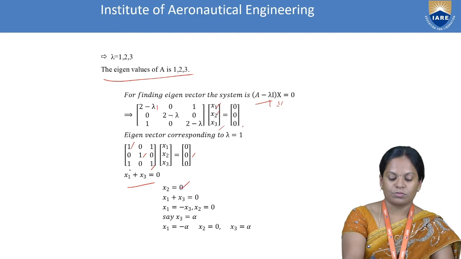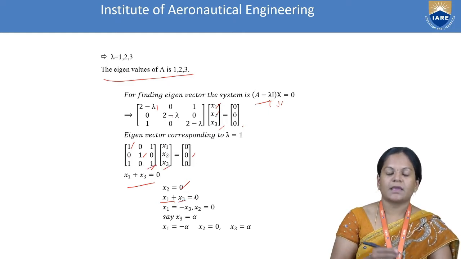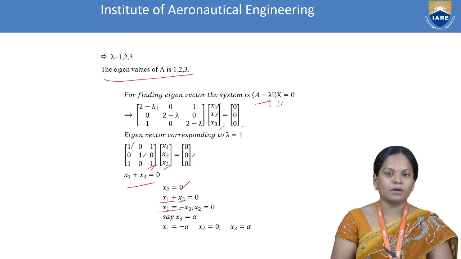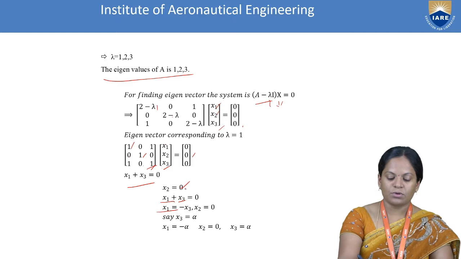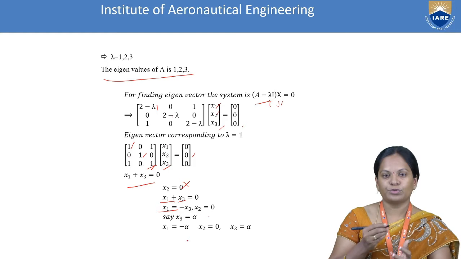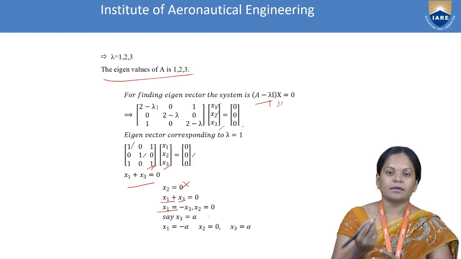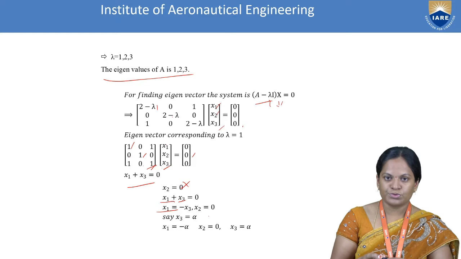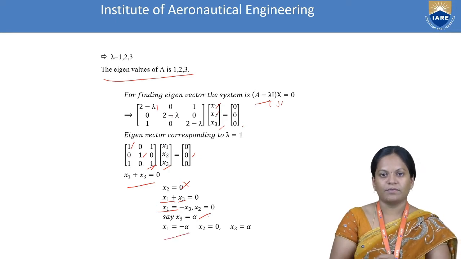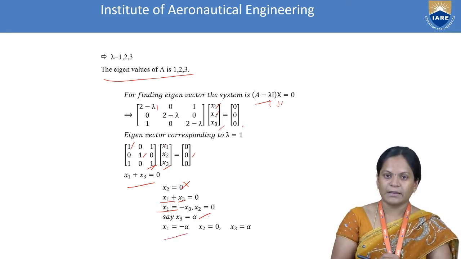Similarly, in the last row, 1 into x1 is x1, 0 into x2 is 0, which I am not writing here, and 1 into x3 is x3. So x1 plus x3 equal to 0. From this we write x1 equal to minus x3. So x2 we already got as 0, and x1 equal to minus x3. Here we have to choose one arbitrary constant, either k or alpha. I am choosing x3 equal to some arbitrary constant, alpha. Substituting x3 here, we get the x1 value: x1 is nothing but minus alpha.